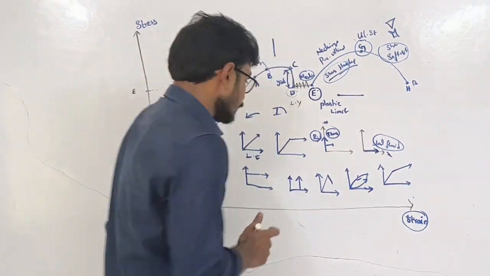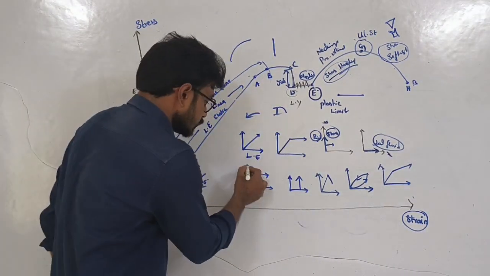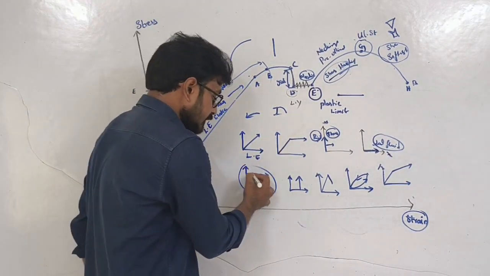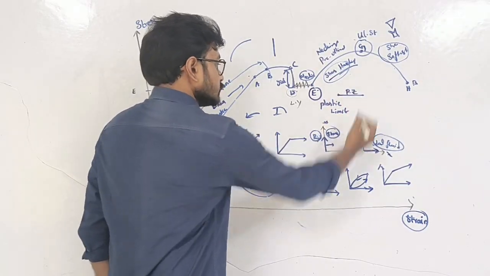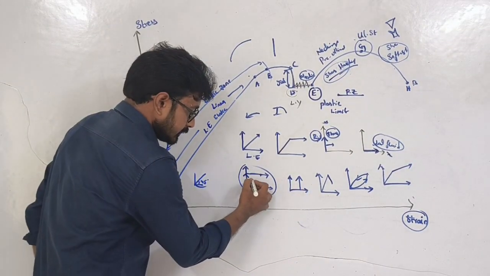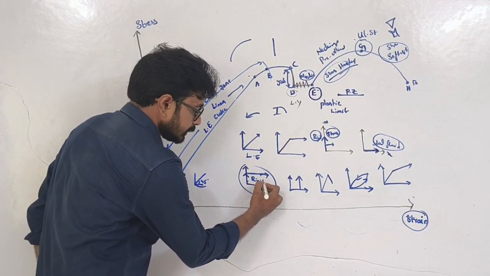After that, if something is drawn like this, what do we call it? We already discussed, if the line is horizontal, then what is it? Plastic zone. Right, so plastic zone. So up to here it is rigid. After that, it will become plastic. So that's why we call it rigid plastic.